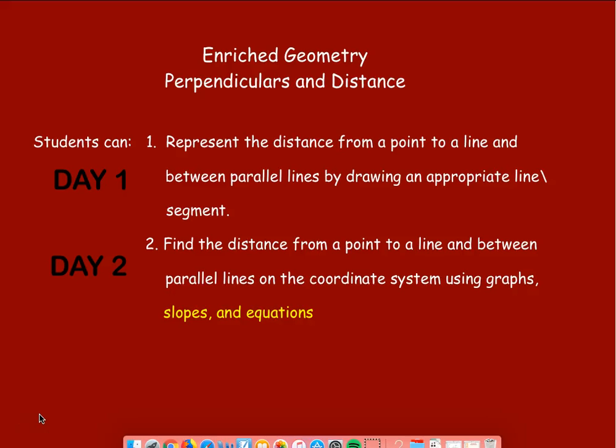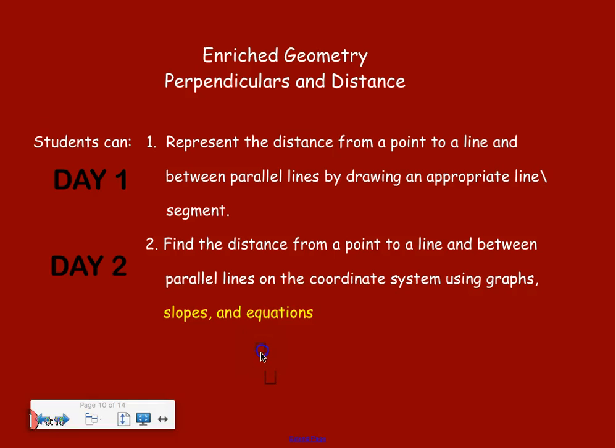Okay, so we're doing the same thing as yesterday, but we're given different starting information. So today our lines are parallel and we're going to figure out how far away they are from each other. But it's the same idea.